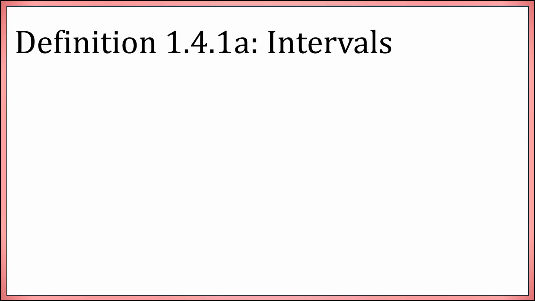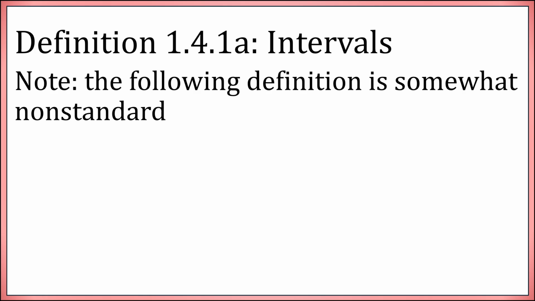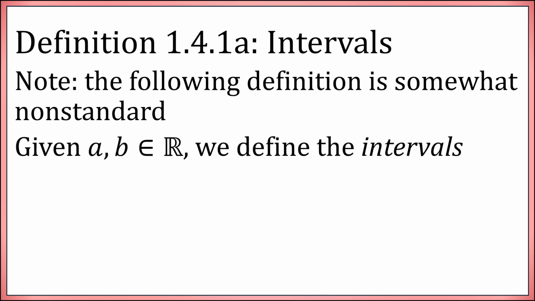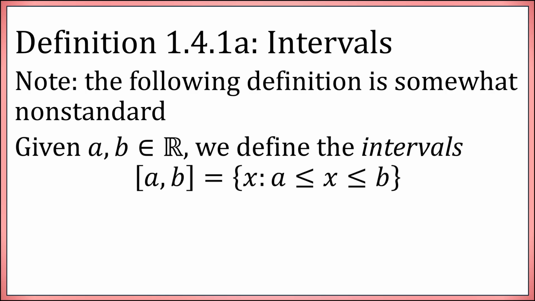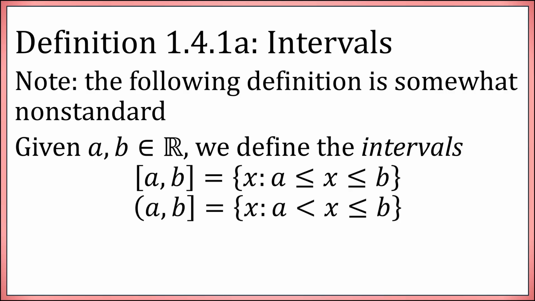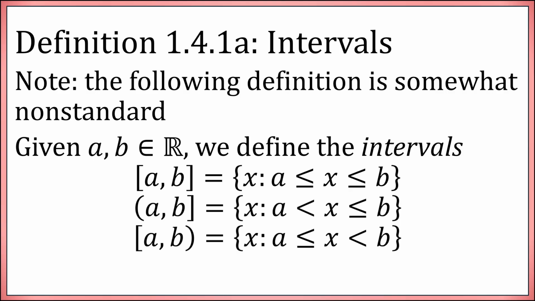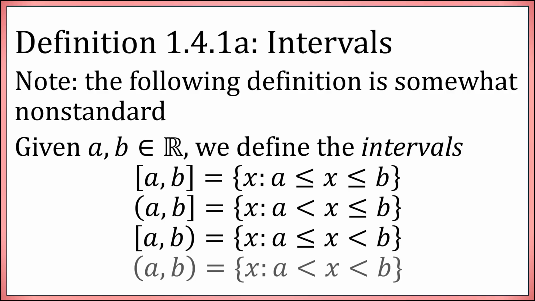So let's get into the definition. I do want to remark this is possibly slightly non-standard. It won't be terribly objectionable, but we'll see what I mean in a moment. Suppose you have two real numbers a and b. We define intervals with square brackets on both sides, or a parenthesis on the left and a square on the right, or a parenthesis on the right and a square bracket on the left, or parenthesis on both sides, to be sets of real numbers that satisfy certain inequalities related to a and b.